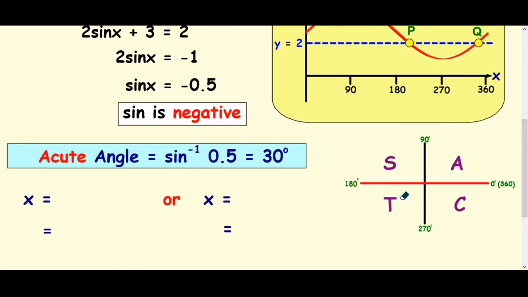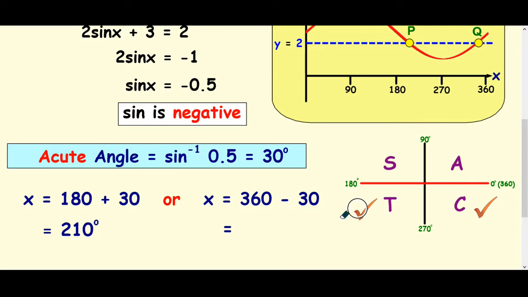Okay, so then I'm going to tick where sine is negative. So sine is negative in the tan quadrant and the cos quadrant. So to get into this quadrant, you need to go forwards from 180 degrees. It's going to give us 210. And then we need to go backwards from 360. You should be used to this by now, because this is the end of the topic, if you like.